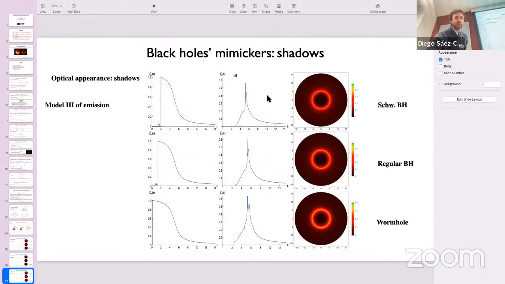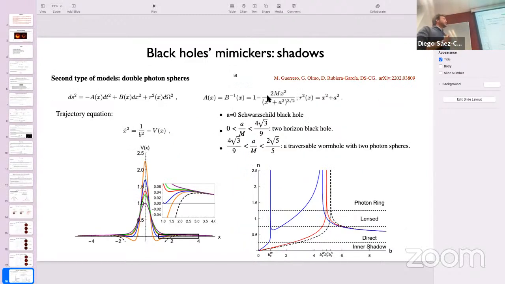But what happens if we have a space-time that differs from Schwarzschild in a parameter? Physically the space-time is completely different, but with respect to photon trajectories they are very similar. What happens if we have something much different than the Schwarzschild black hole? That is, what happens if the effective potential that is governing the photon trajectories is very different with respect to the Schwarzschild one?